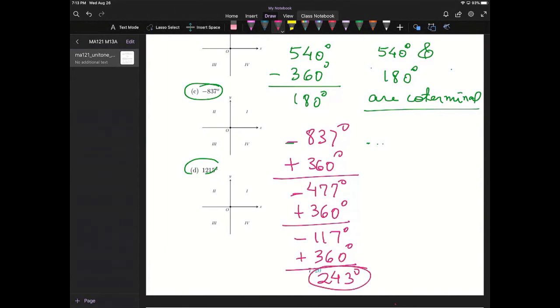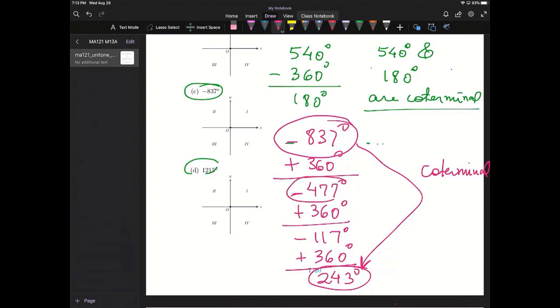Now, 243 is an acceptable answer because the problem is asking between 0 and 360, positive. So negative 837 degrees and 243 are coterminal angles. But the answer I want is really this one because, by the way, negative 477 is coterminal and negative 117 is also coterminal, but it's not the type of answer I'm looking for because I need between 0 and 360. Okay, so this is how we actually determine other angles that are coterminal to a particular angle in the beginning.